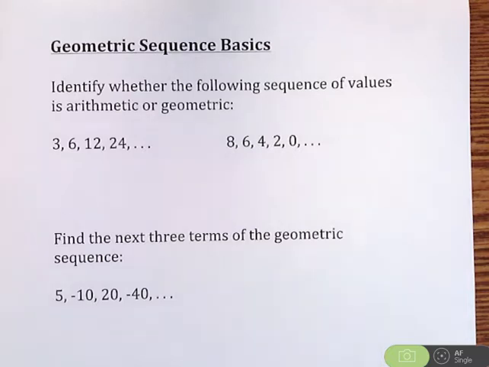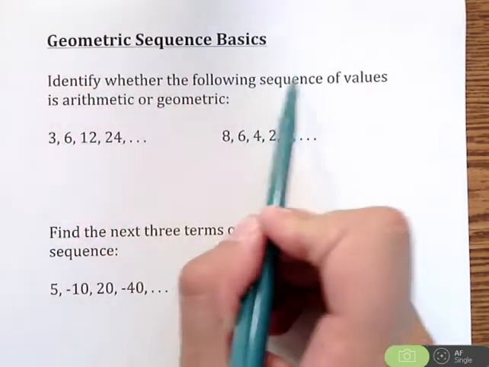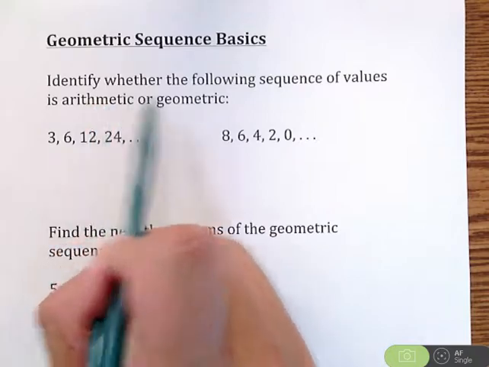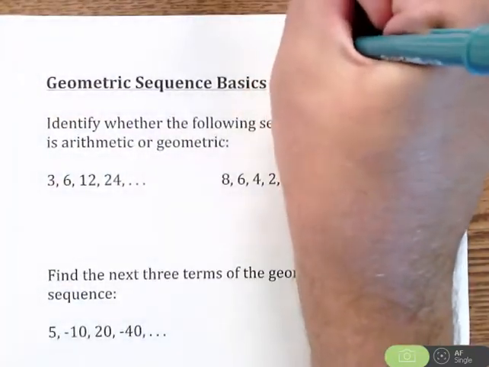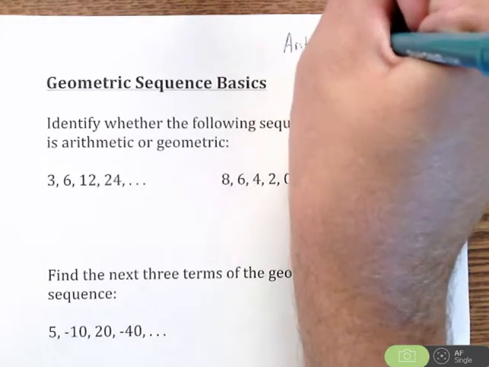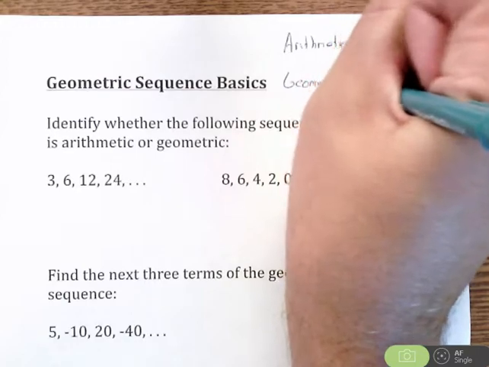Let's go over some geometric sequence basics. So the first thing here is we're going to identify whether the following sequence of values is arithmetic or geometric. It's probably a good idea just to have a basis of what it means to be arithmetic and what it means to be geometric.